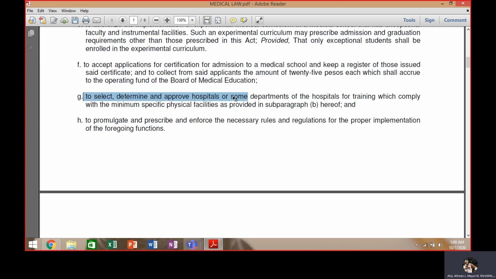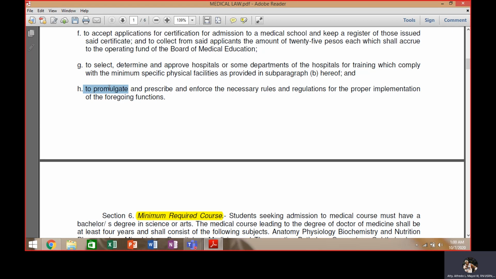Next, to select, determine, and approve hospitals or some departments of the hospitals for training which comply with the minimum specific physical facilities as provided in subparagraph B hereof. Next function, to promulgate, prescribe and enforce the necessary rules and regulations for the proper implementation of the foregoing functions. Okay? It is the board who is tasked to make the implementing rules and regulations, in order to make the medical schools compliant with the minimum requirements of the law.